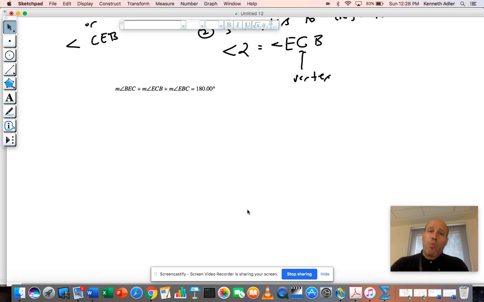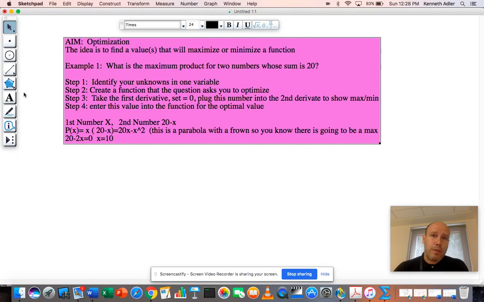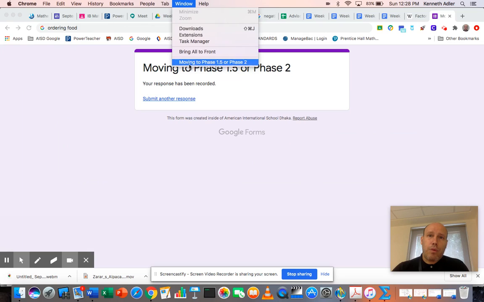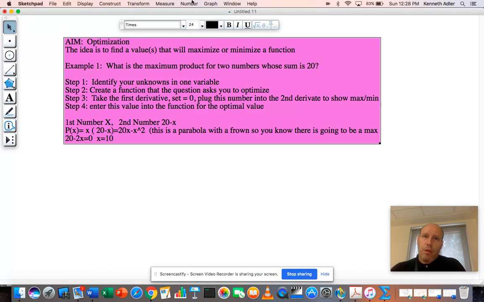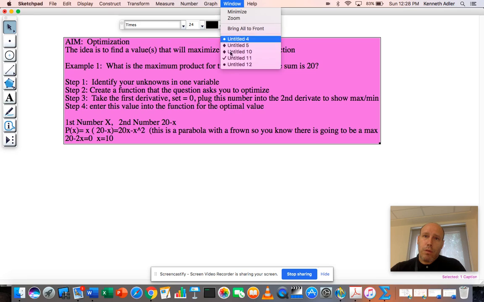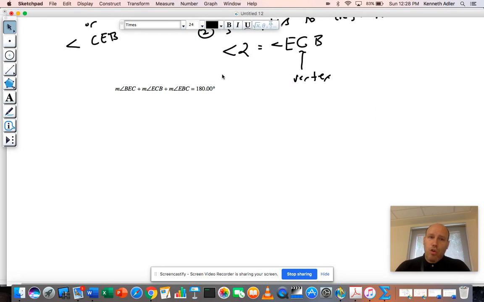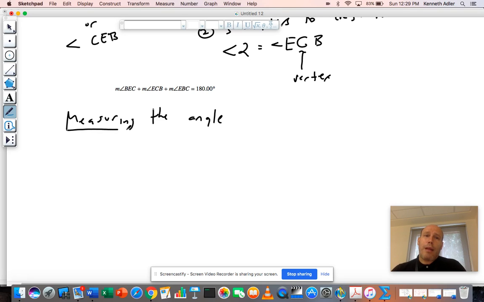So let's get to the next thing. We're interested in how you measure an angle. Sorry, let's go back to Geometer's Sketchpad, window, number 12. So we are interested in measuring the angle. And what exactly are we measuring?